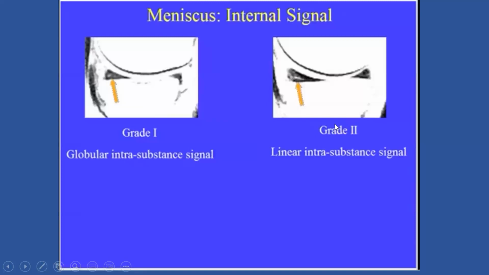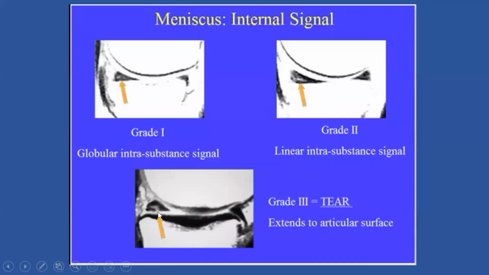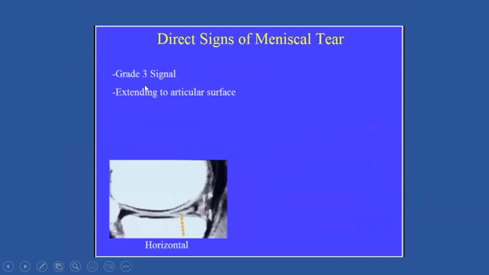This is a globular intrasubstance signal, and this is a linear intrasubstance signal. There's no connection with the surface of the meniscus. Here, you have a connection. This is a grade 3 tear. Okay, grade 3 tear. This is a grade 3 signal where you have an extension of the tear.